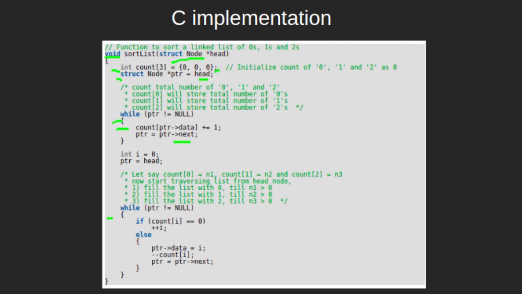We will again initialize the pointer ptr with the head of the linked list and will also initialize the variable i with 0. Inside this while loop, it will check whether the count of current i is 0 or not, where i will be either 0 or 1 or 2. If the current count of i is 0, then we will increment i, else we will replace the data of the current node with i, decrement count of i and update the pointer to point to the next node. Once the whole linked list is traversed, the modified linked list will be sorted.